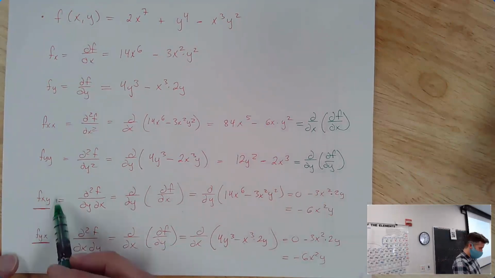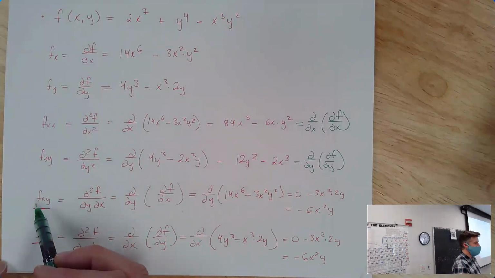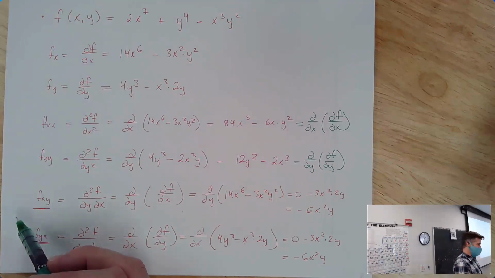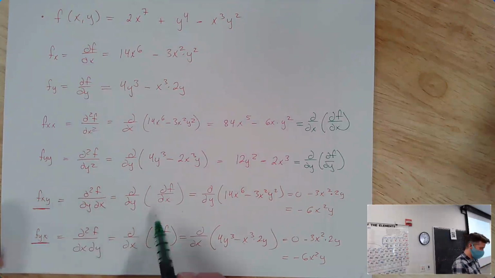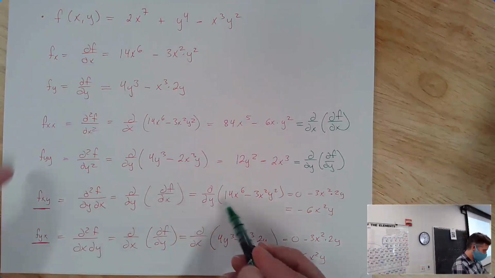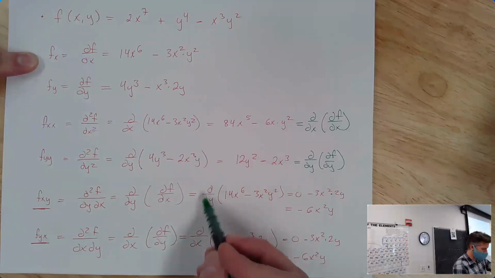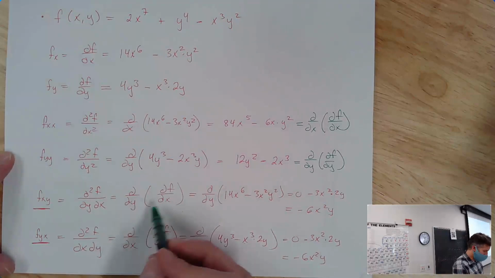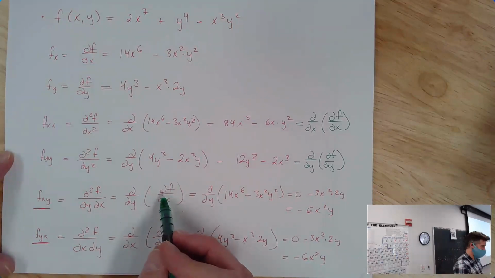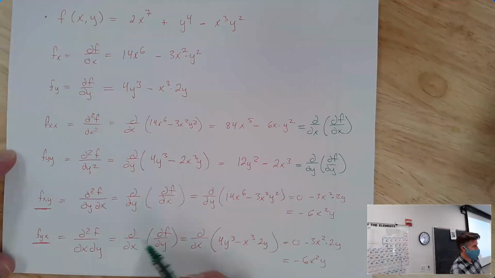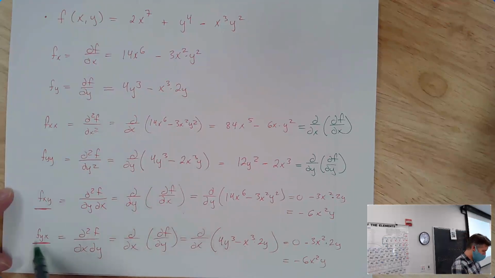fxy, writing it this way means you differentiate with respect to x first, and then you differentiate that with respect to y second. So we do the derivative with respect to x first. We get 14x to the 6 minus 3x squared y squared. And then we take the derivative of that with respect to the variable y. So we're doing the derivative with respect to y of the derivative of f with respect to x, or x first, y second. This one's the opposite. This one's y first, x second.